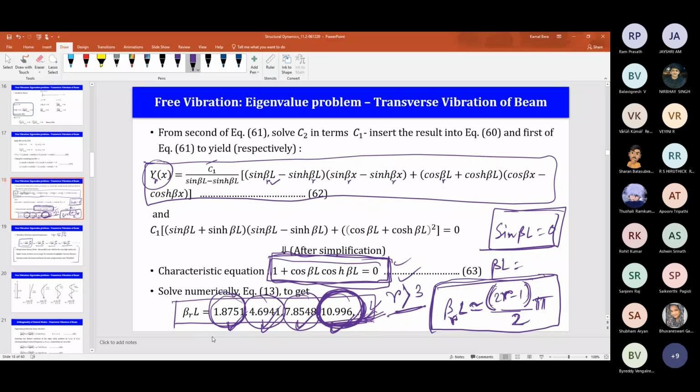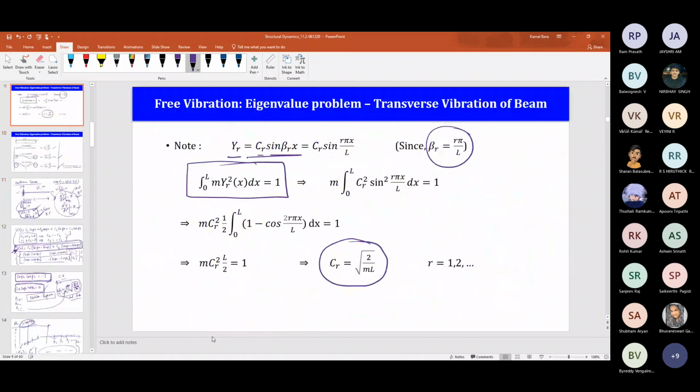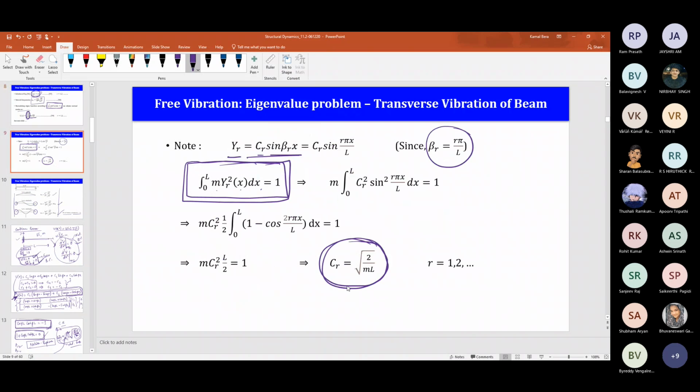So you see, the characteristic equation is not as simple as that of the simply supported beam. For the simply supported beam, let me go back. The name is simply supported, and everything is coming out simply, right? You see how very simple it is. If you do the integral of m y r square dx, normalization, you will get C r equal to root over of 2 by m L, because Y r is some constant C r into sine r pi x by L. Very simple mode shape or eigenfunction.